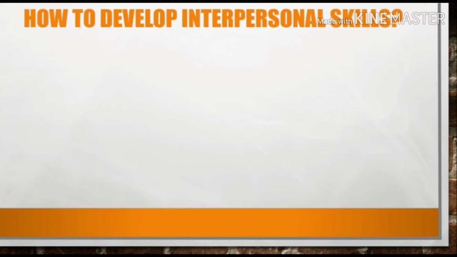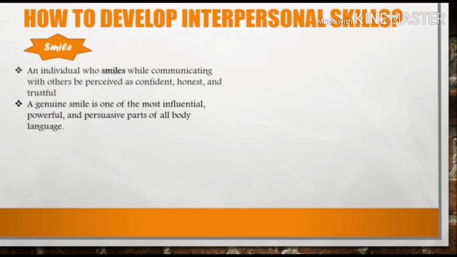The first key to develop interpersonal skills is smiling. An individual who smiles while communicating with others will be perceived as confident, honest, and trustful. A genuine smile is one of the most influential, powerful, and persuasive parts of all body language. There's a saying, smile is contagious and it doesn't cost anything. So, we should smile often.